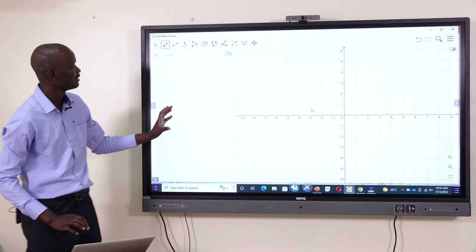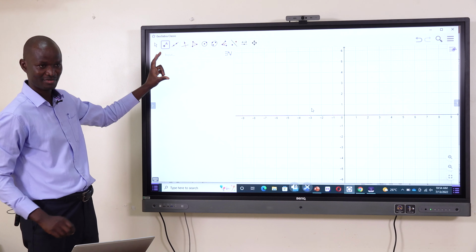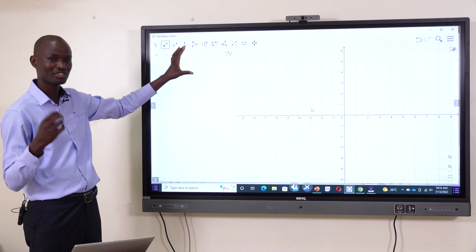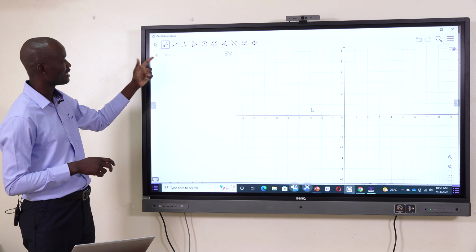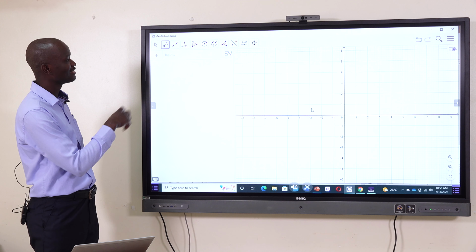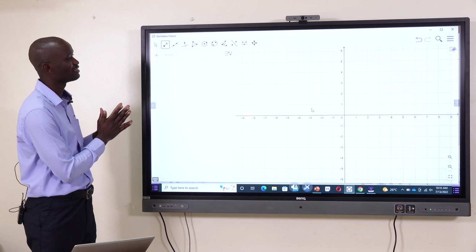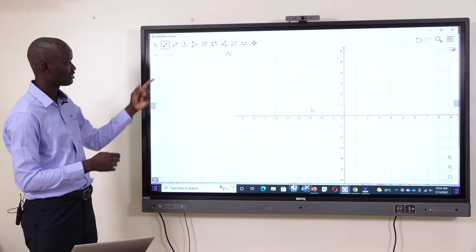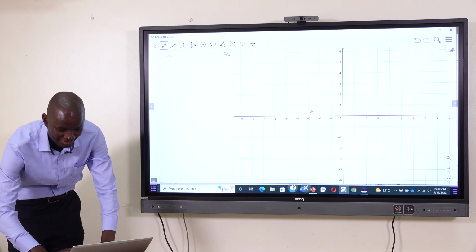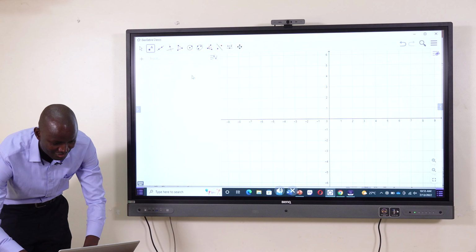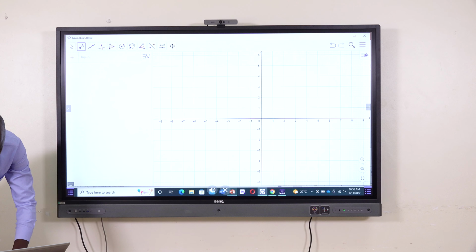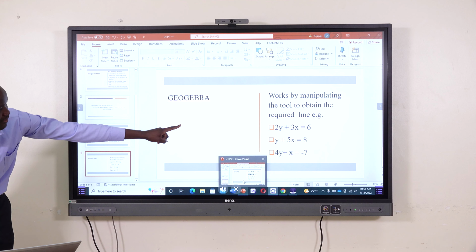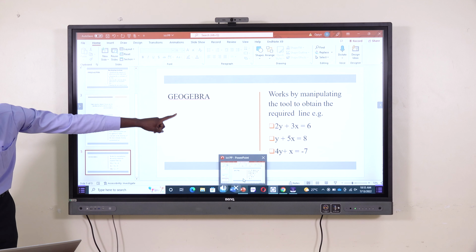Now, on the board is our Geogebra. And up here, we have the commands in Geogebra that you can use in drawing the lines. To the far left, we have the input section where you can easily input the equation that you desire to draw. Then afterwards, it will appear on the line, on the Cartesian plane, rather. And therefore, let's use the first equation that was given. The first equation is 2y plus 3x is equal to 6.